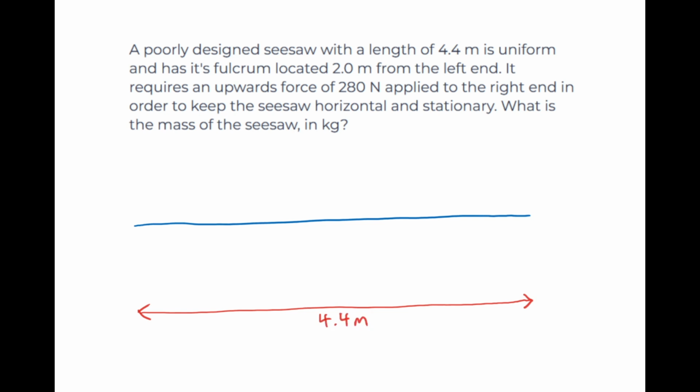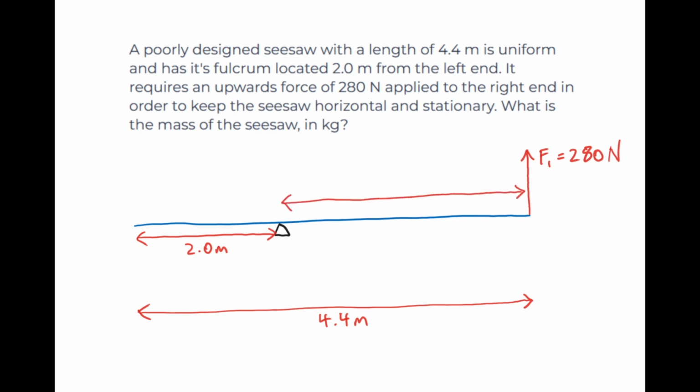This line represents the seesaw. The fulcrum is located 2.0 meters from the left end. There is a force of 280 newtons directed upwards at the right end of the seesaw. Let's call this force 1. The distance from the fulcrum will be 4.4 meters minus 2.0. So d1 equals 2.4 meters. We have been told that the seesaw is uniform, so the center of mass is located at the midway point of the seesaw. This will be 2.2 meters from the left end.